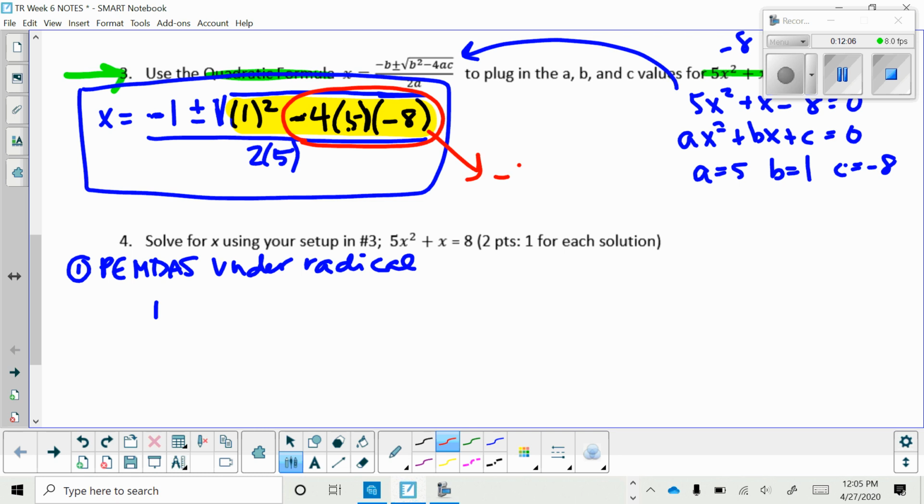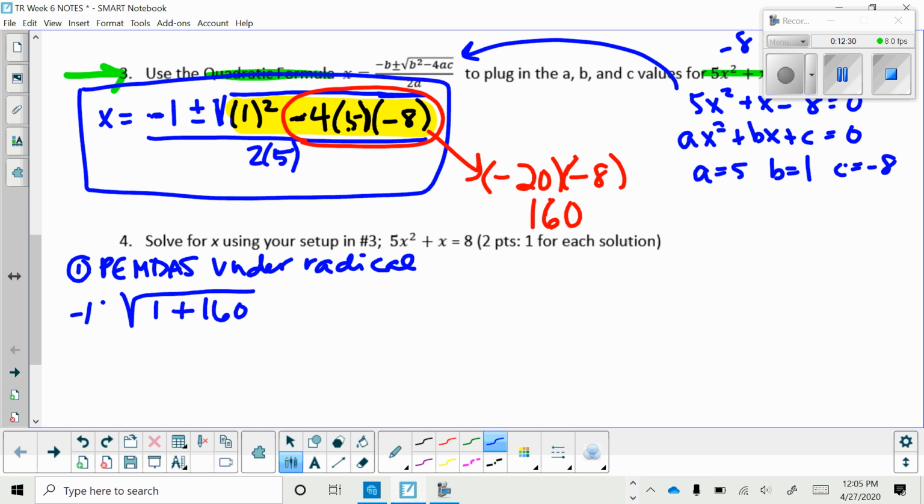Negative 4 times 5 is negative 20. And then times the negative 8 is positive 160. So I've got 1 plus 160. Notice how there's no more negatives under there, okay? So it's still inside the square root. It still has negative 1 plus or minus outside, and it's still all over 2 times 5, which we can now do as 10.